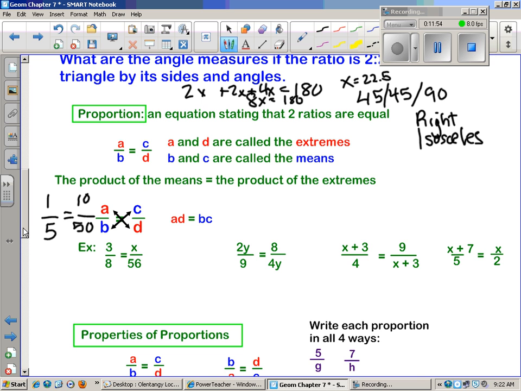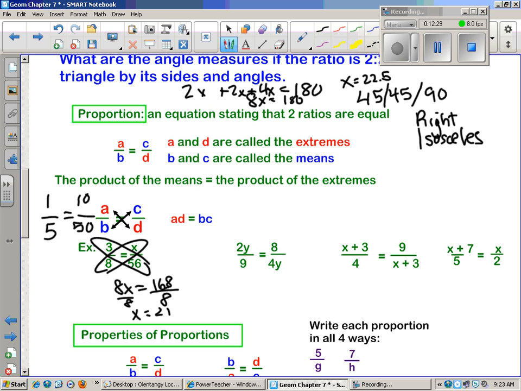All right. But basically what it means is cross products are equal, which, like you said, you've done a whole bunch of times before. So if cross products are equal, that means that 8 times x is equal to 3 times 56. Right? So I solve it by dividing by 8, and I get x is equal to 21.